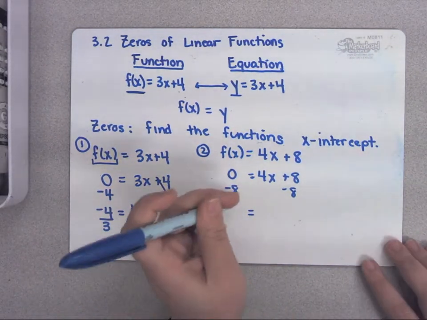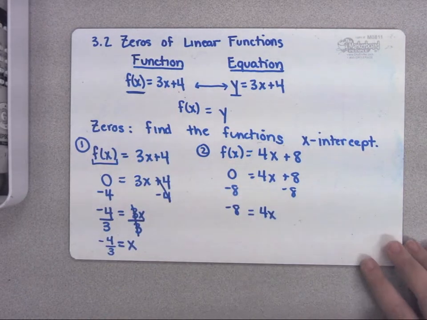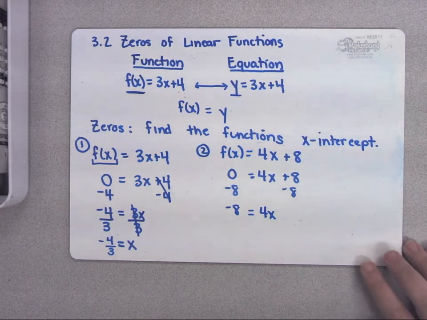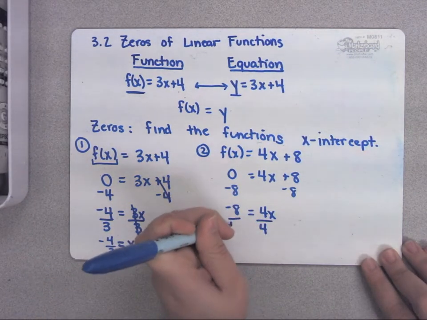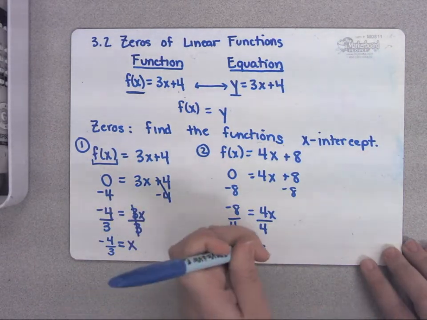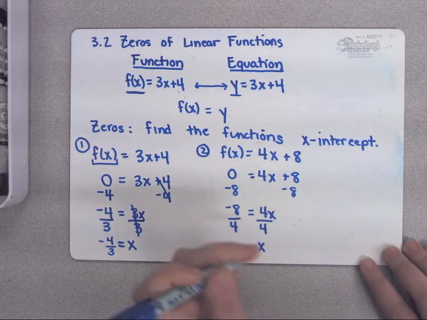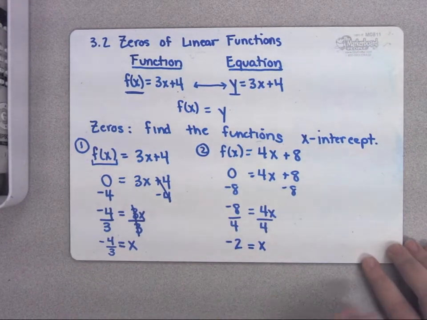Risa, 0 minus 8 is negative 8. Bring down your 4x. Katie, how do I get x by itself? Divide both sides by 4. You see how I left my x there because you don't divide by a variable. Derek, what's my answer? Close. There you go. Negative 2.